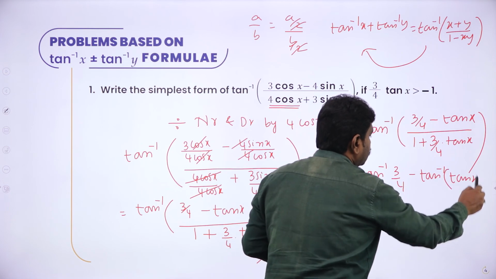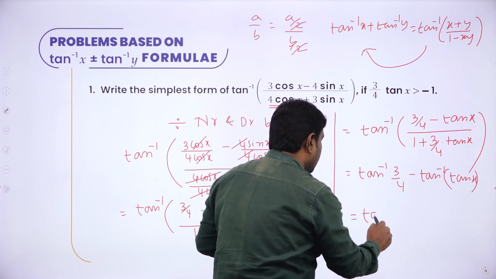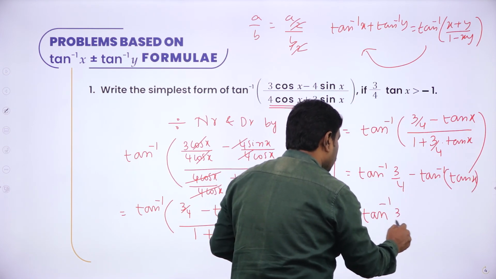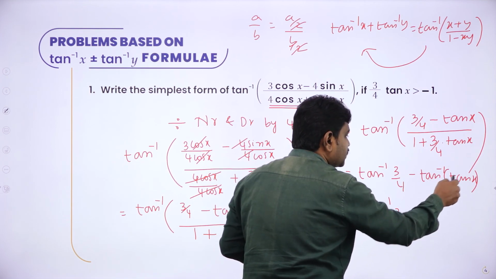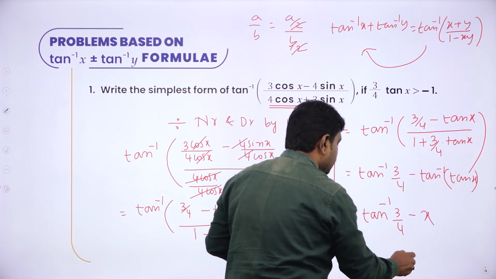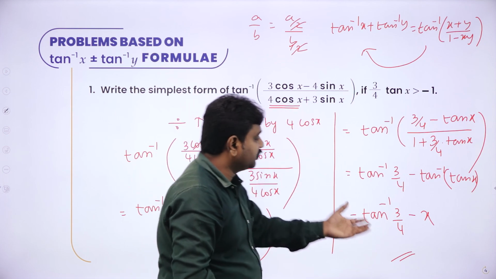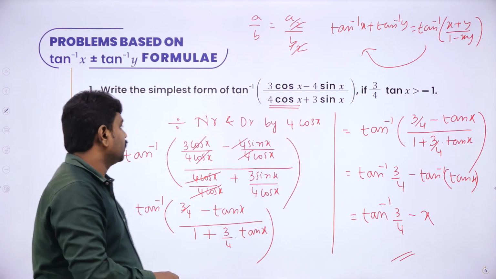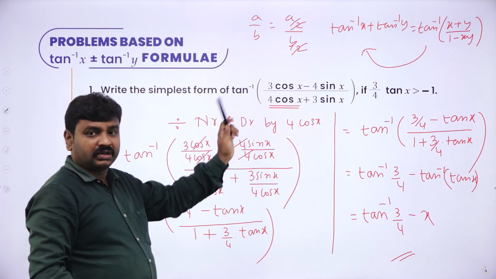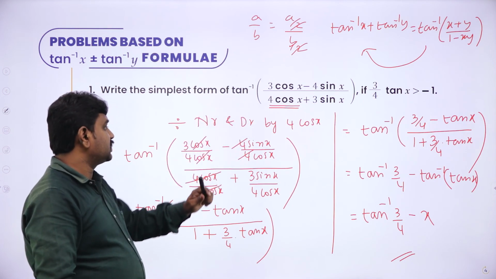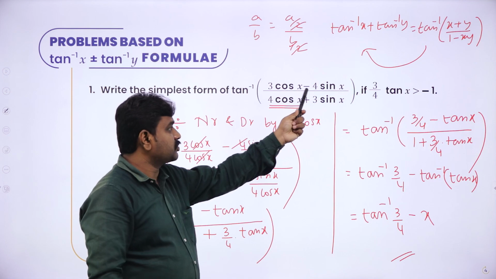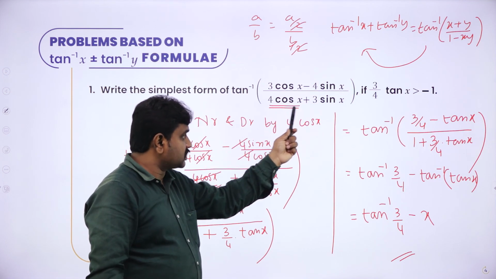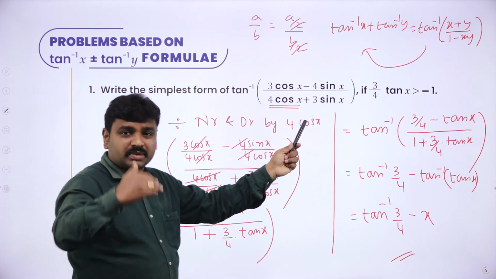Now further we have tan inverse 3 by 4 minus tan inverse, tan cancels, you will get x. This is the answer. So this is a big term they gave, this is a simple form. I hope all of you understood. So let me recollect whatever we have done. Let me revise this. So first they gave tan inverse of 3 cos x minus 4 sin x by 4 cos x plus 3 sin x. So I want to simplify.